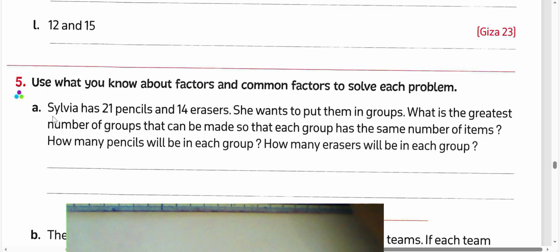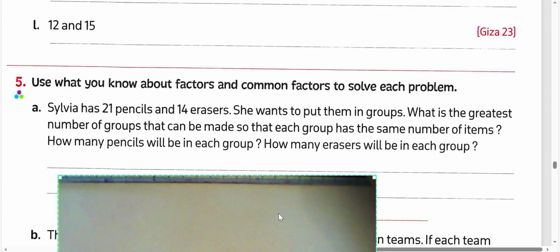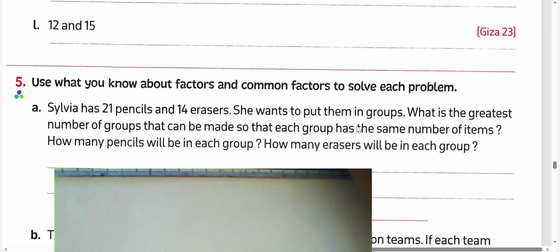Next, question number 5. Use what you know about factors and the common factors to solve each problem. Letter A. Slava has 21 pencils and 14 erasers. She wants to put them in groups. What is the greatest number of groups that can be made so that each group has the same number of items? And how many pencils and how many erasers will be in each group?